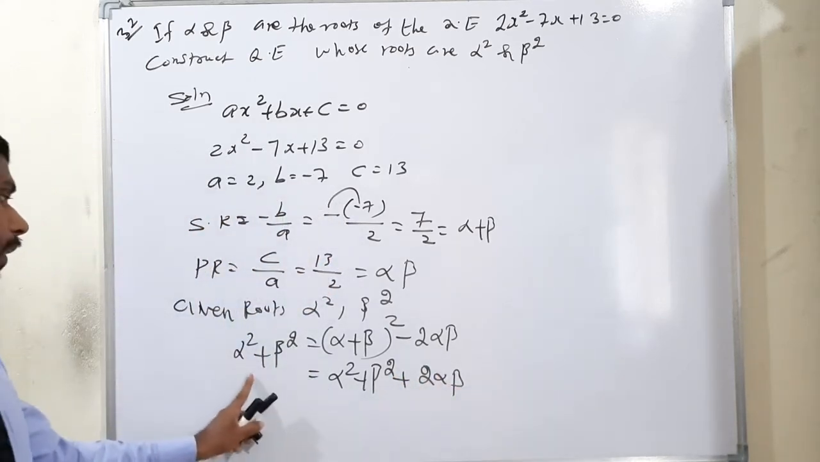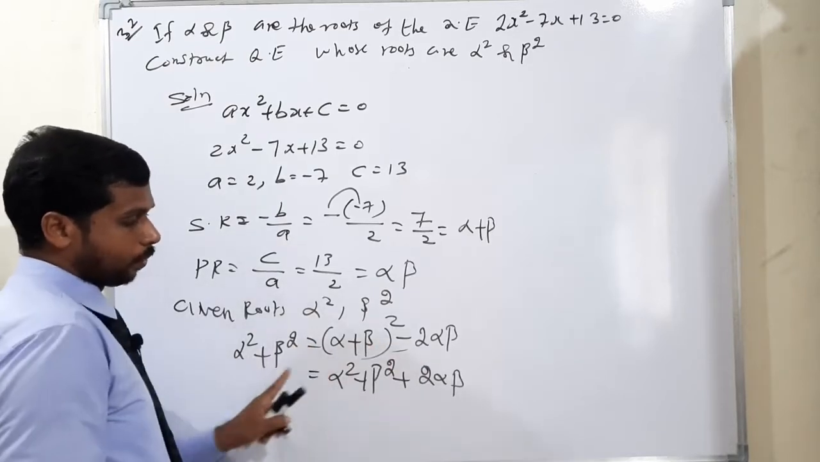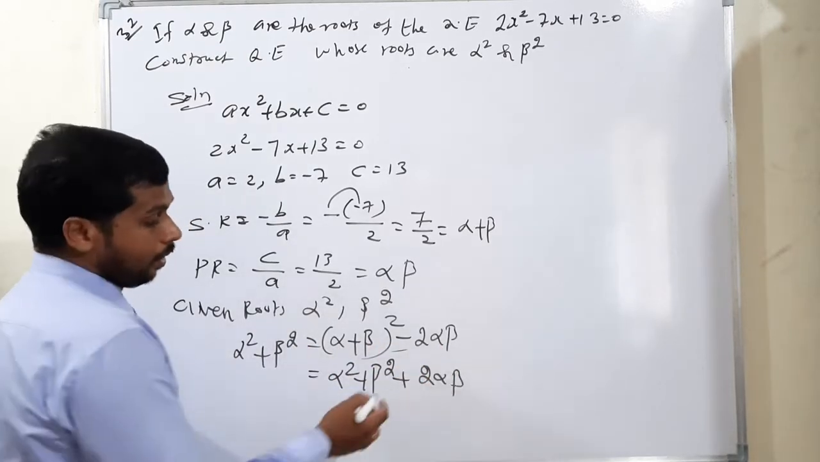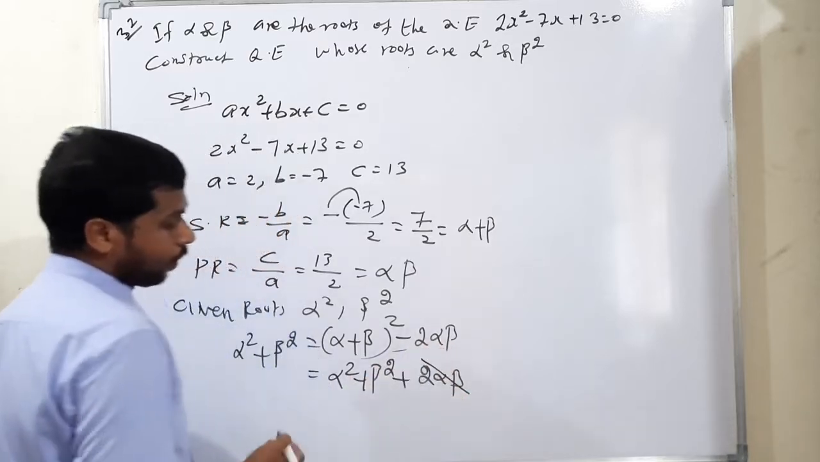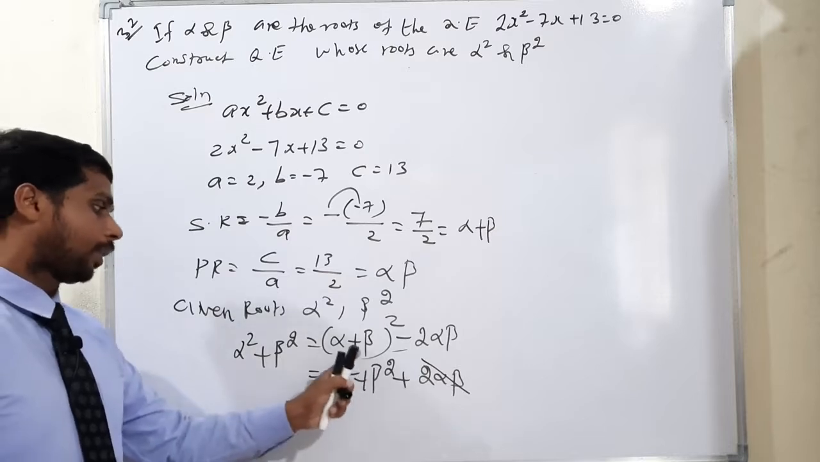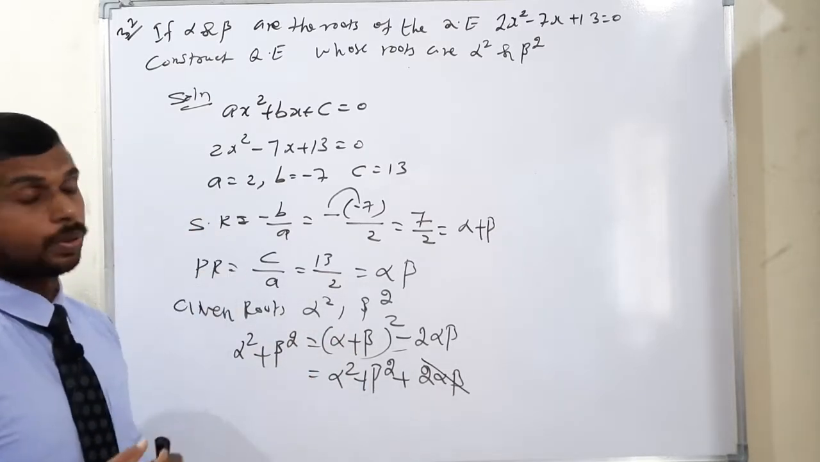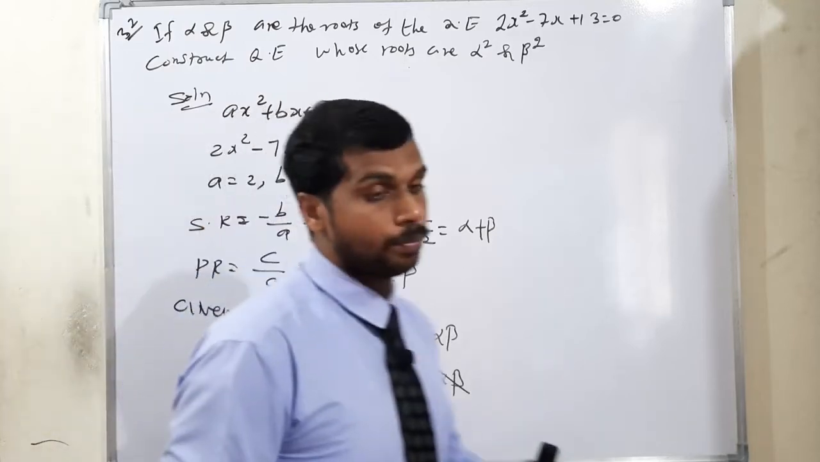How do we get the left hand side? If you take 2 alpha beta to the right, it will be minus 2 alpha beta. Why am I writing minus 2 alpha beta? Plus 2 alpha beta and minus 2 alpha beta cancel, and we get LHS equal to the RHS term. That's why for alpha square plus beta square, the value will be alpha plus beta the whole square minus 2 alpha beta.